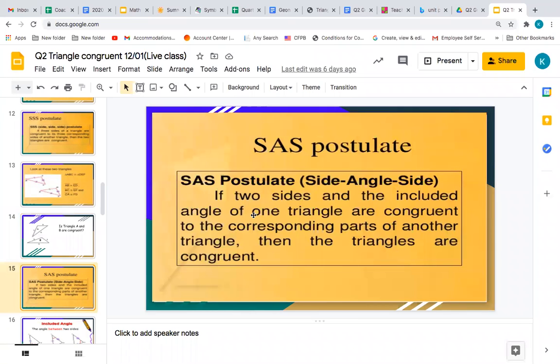Also, we were looking at the SAS postulate, which is the side-angle-side postulate. If two sides and the included angle, and make sure the included angle is very important, those two sides make the included angle, of one triangle are congruent to the corresponding parts of another triangle. So you take another triangle's two sides, which are equal to the first one, and those two sides make the included angle for the other triangle, then those two triangles are also congruent.